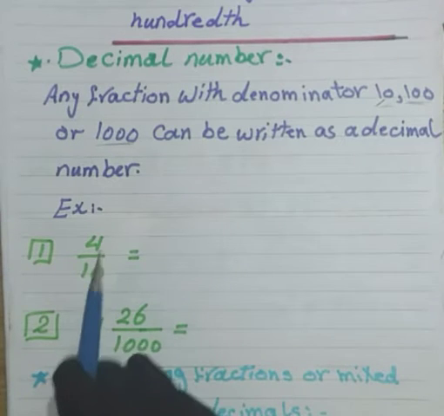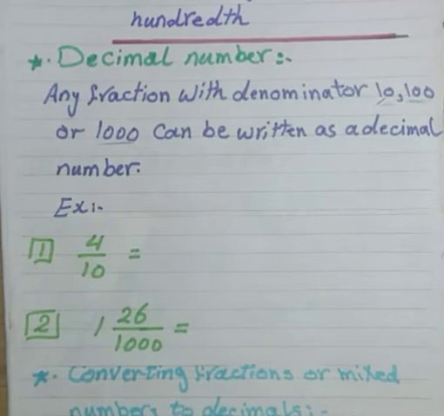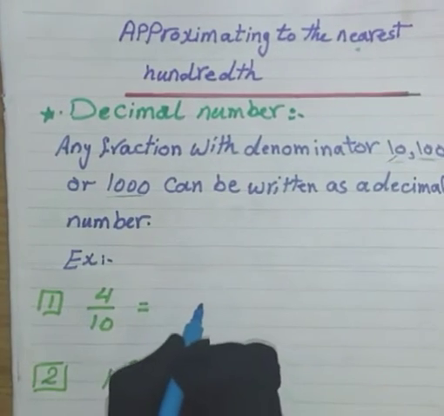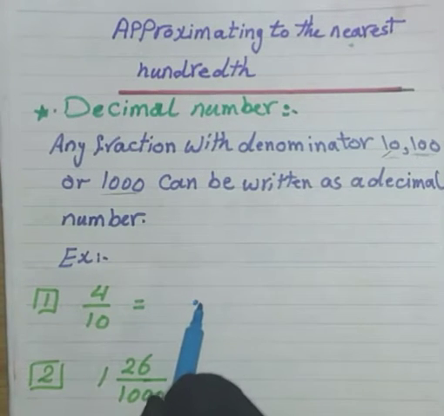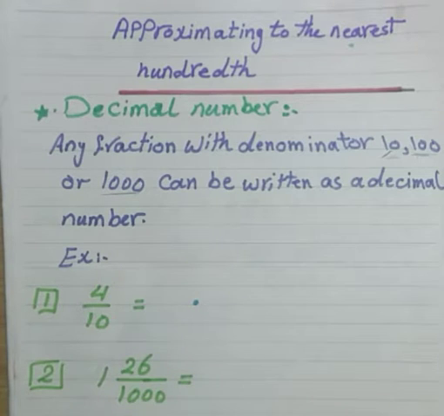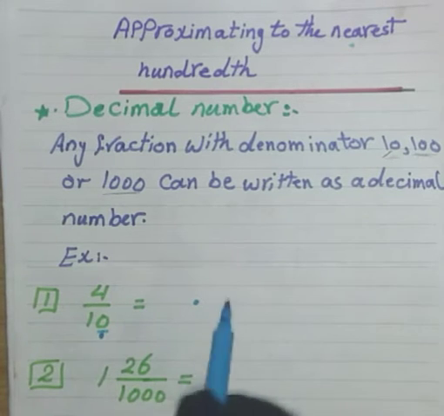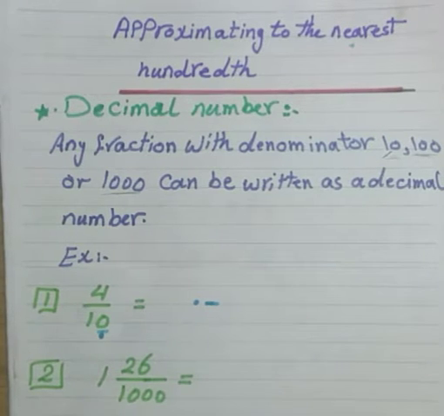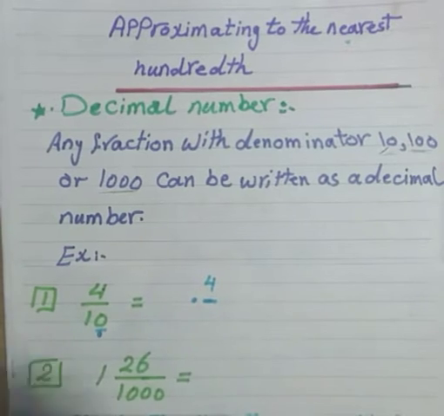If I have now 4 over 10 and I want to write this fraction as a decimal number. A decimal number has a decimal point, and after the decimal point I want to see how many places. It's according to the number of the zeros down. How many zeros down? You have only one 0, so after the decimal point you will put only one place. So in this place you will put 4, the numerator, okay?